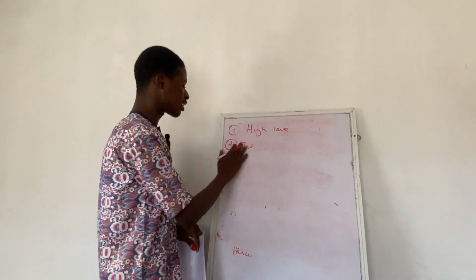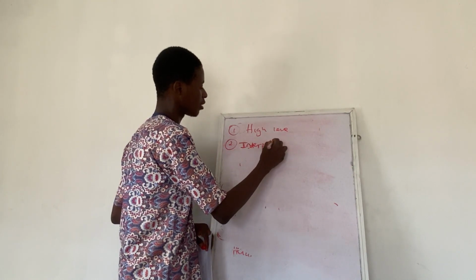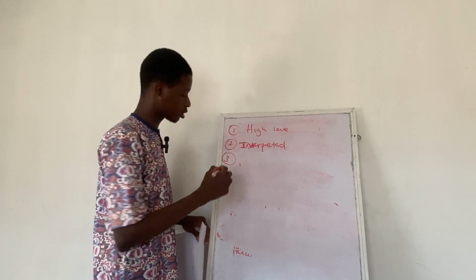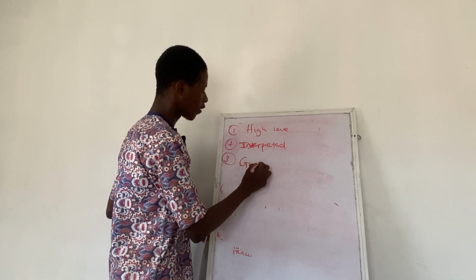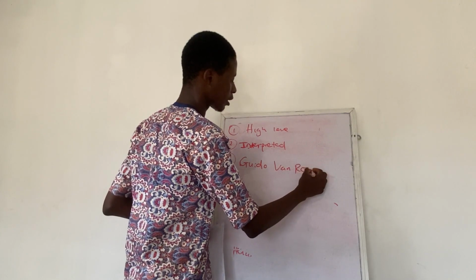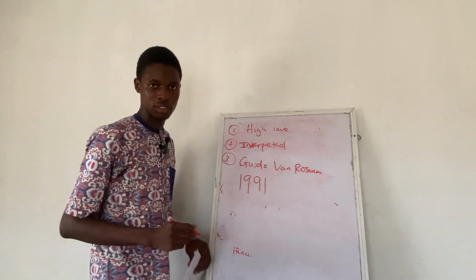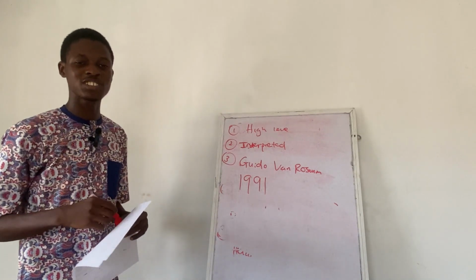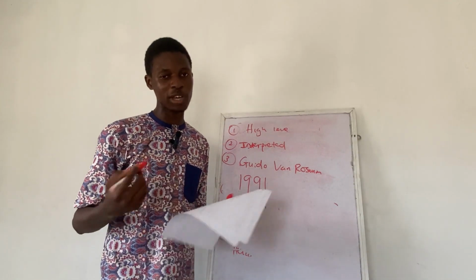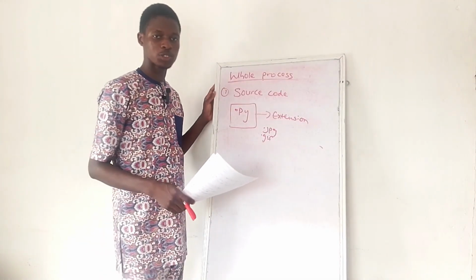Another thing you need to know about it is that it was created by a man called Guido van Rossum. You can check the manual for that, in 1991. And one funny thing they used to say about Python is that it is not actually a snake. They got the name from a TV show.